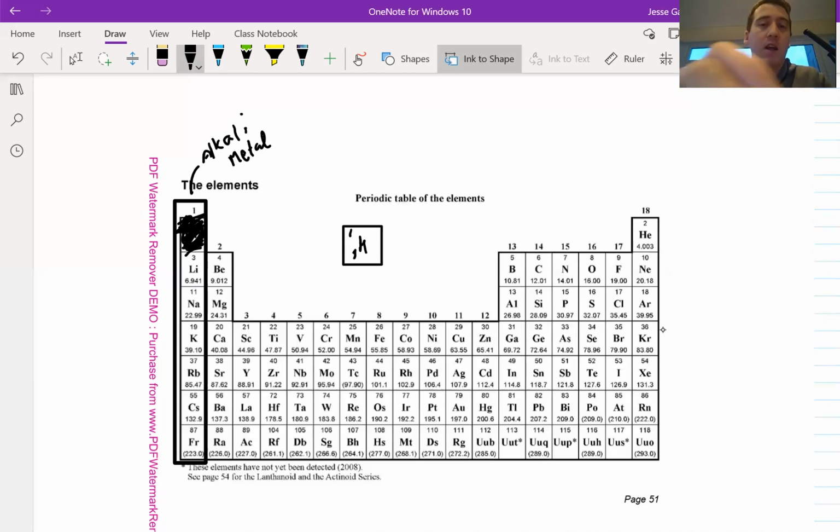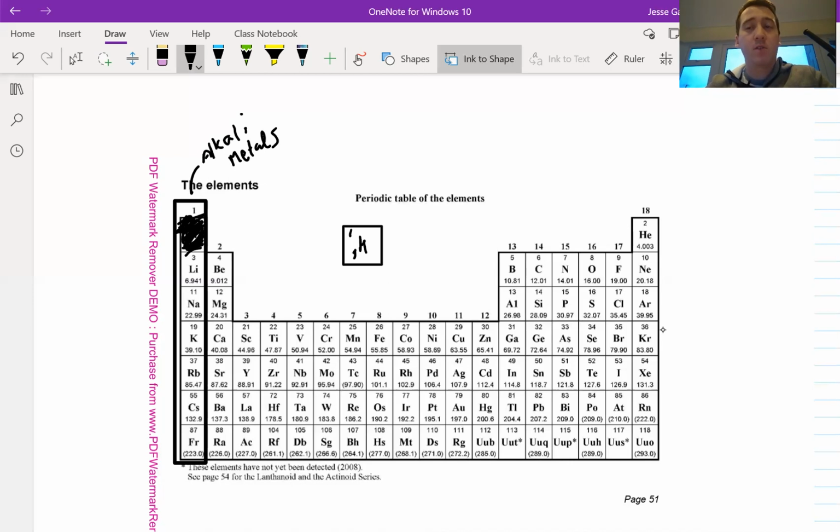So these are the alkali metals. And we're going to see later on why they're called the alkali metals. So I'm not going to explain that right now. But yeah, so lithium, sodium, potassium, rubidium, cesium, and francium. Okay, those are the names of them. So group 1 contains those different elements.